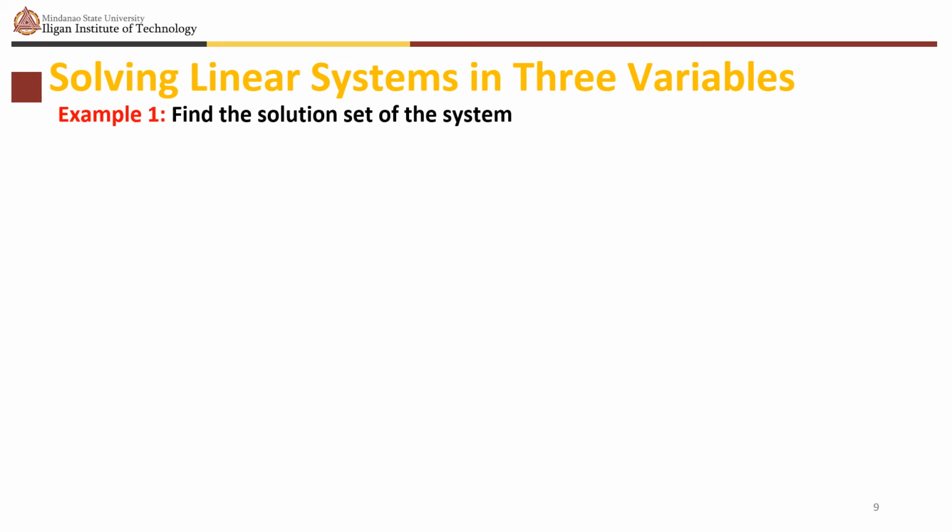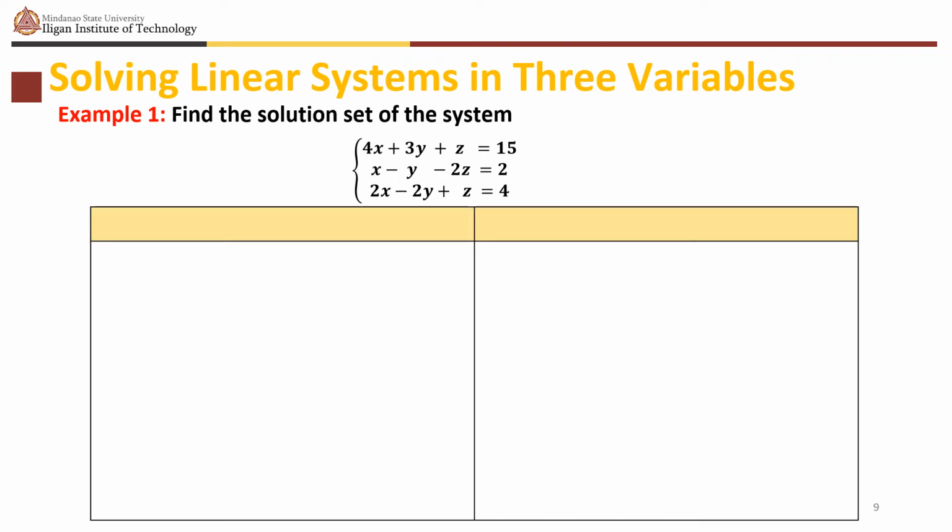Now, the first example here is to find the solution set of the system x plus 3y plus z is equal to 15, x minus y minus 2z is equal to 2, and 2x minus 2y plus z is equal to 4. So here are the steps and the solution.